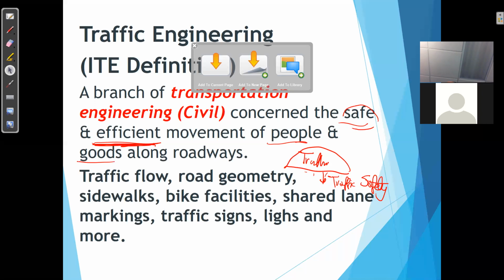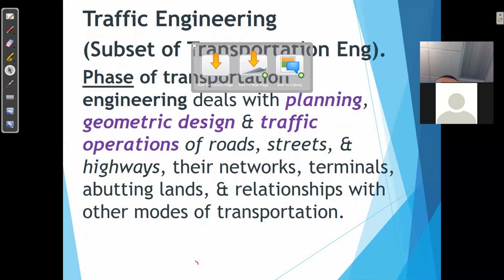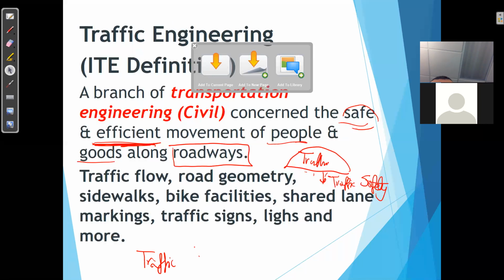Traffic engineering is more concerned now with this guy here, roadways. So we deal side by side. So you as a traffic engineer, you always, even when I used to work in the industry, I used to work side by side with the highway design.